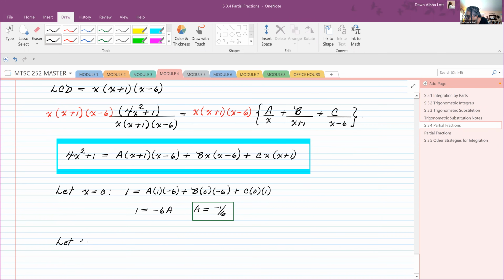Let x equal -1. Tell me what variable you solve for, and if you can, tell me what the variable is. Jose. Jose, can you give me an answer?